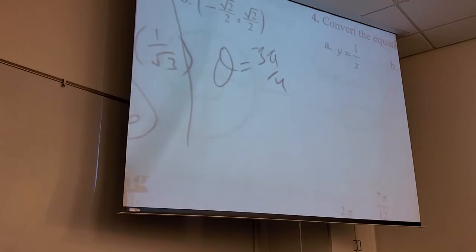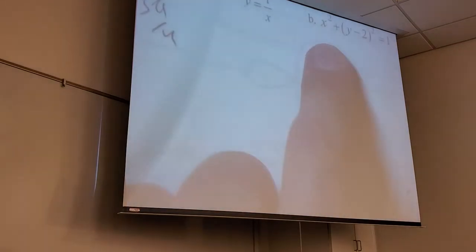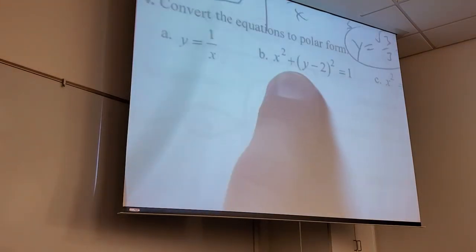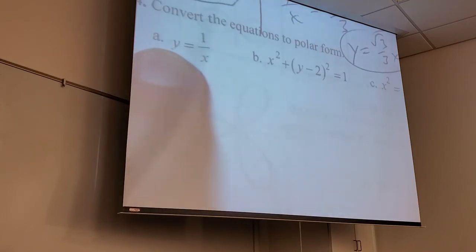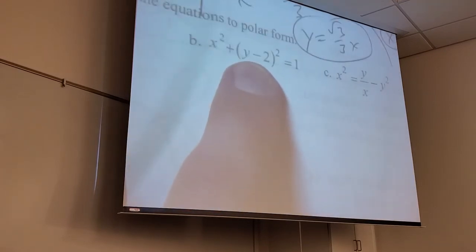And then r is just 1. And then this stuff is really simple, hopefully. Because then you can just replace y with r sine theta, x with r cosine theta. What would you do here? We do the same thing.